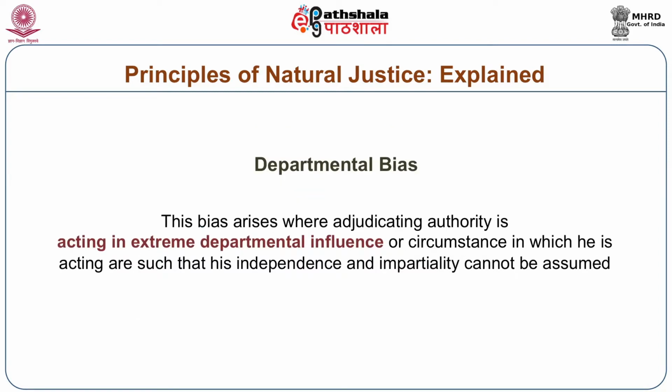Finally, we come to departmental or official bias. This kind of bias arises when the adjudicating authority, the third party, the judge, is acting under extreme departmental influence or circumstances where his independence or impartiality can't be assumed. So let's take the case, for example, that a judge is attempting to decide between a litigant who is challenging the judiciary.